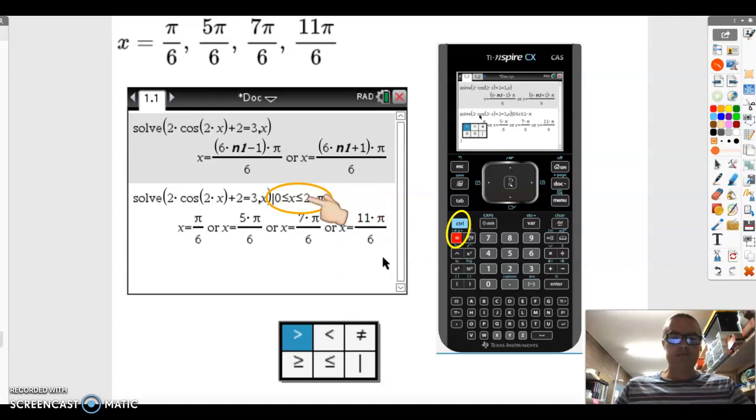For the notation for typing this type of thing, if we hit control and then equals, it'll bring up a template that looks like this, and that's where we can select those different symbols that we need.